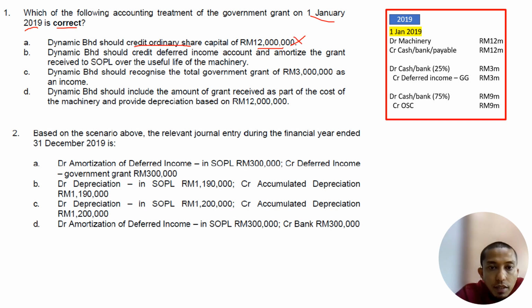Dynamic Berhad should credit deferred income and amortize the grant received to statement of profit or loss over the useful life of the machine. Is it? Yes, this one is correct, right? So maybe that's it. Never mind, we just proceed first.